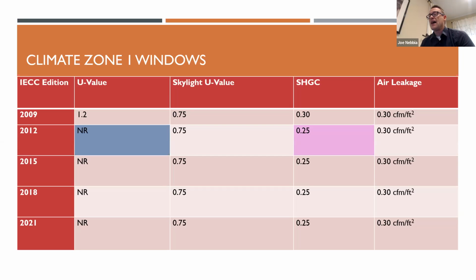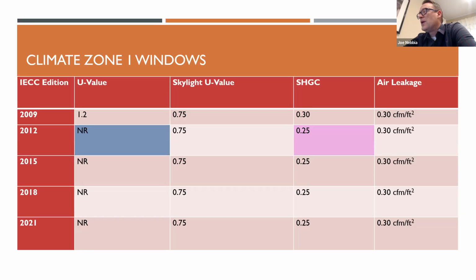You can see that throughout the years, we haven't seen a lot of change in Climate Zone 1 for window requirements. That first column there, the U value, in 2009, there was actually a maximum U value. Again, lower is better for U value. But in 2012, we moved to not required. So there's not currently a U value target for windows, a conductivity target in Climate Zone 1.